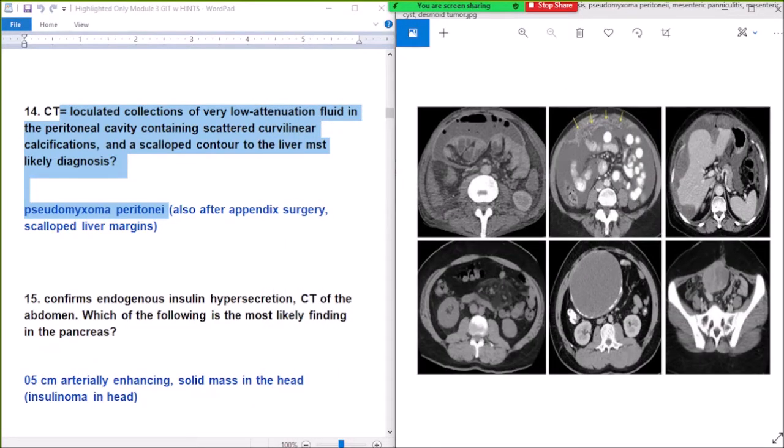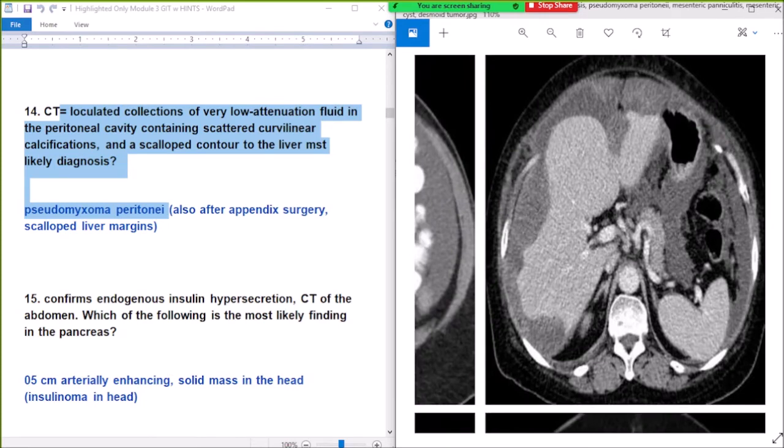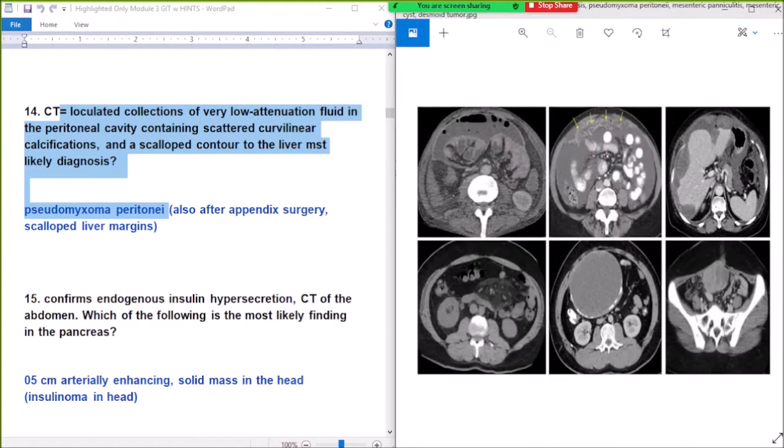The pseudomyxoma peritonei. There's a loculated collection at very low attenuation in the peritoneal cavity, containing scattered benign calcifications and a scalloped contour of the liver. Diagnosis: pseudomyxoma peritonei. Loculated collection in the peritoneal cavity containing scattered calcifications and scalloped contour of the liver.